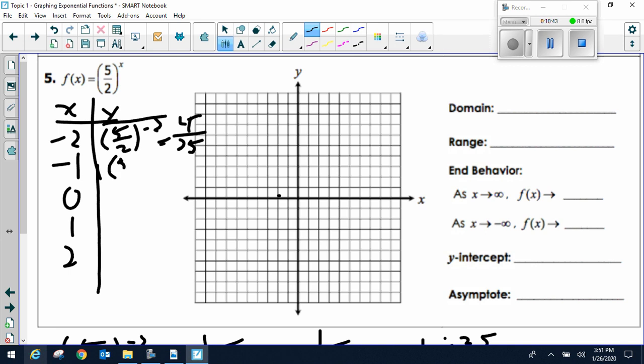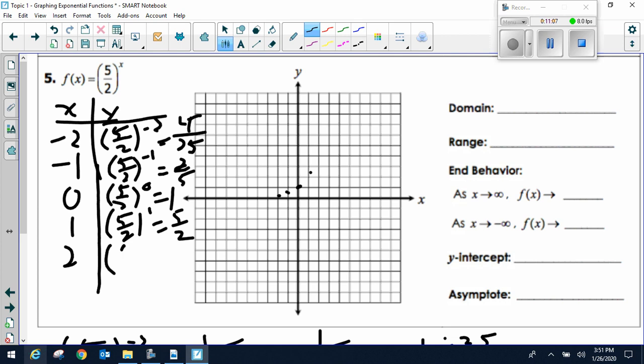Then you got negative 1. And when you did it, you would get 2 over 5. And 2 over 5 is the same as 0.4. Anything again to the 0 power is 1. And you got 5 over 2 to the first, which is 5 over 2, or 2.5. And then 5 over 2 squared would be 25 over 4.